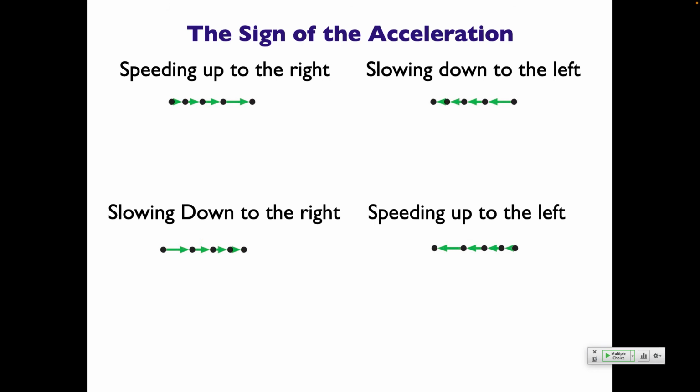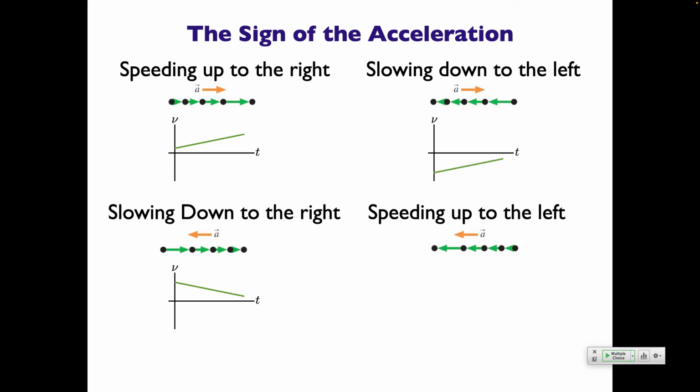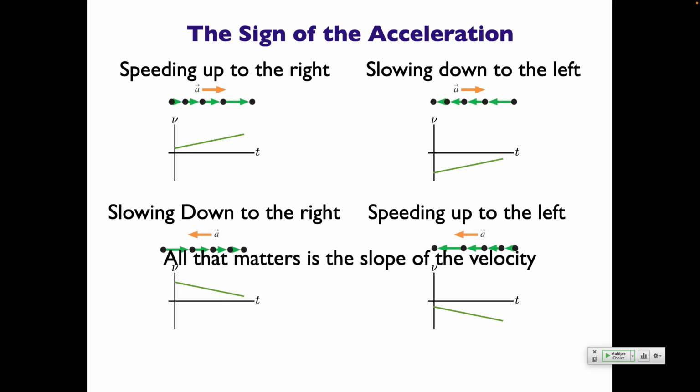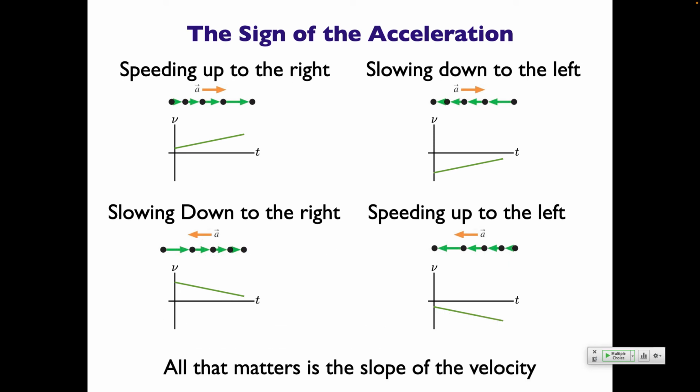All right. So signs of acceleration, this is basically what we're saying. You can speed up to the right, slow down to the left. So all the signs, it doesn't matter if it's positive or negative. What matters really is the slope and the relative signs of the velocity and the acceleration. Okay, so all that matters is the slope and the relative signs.